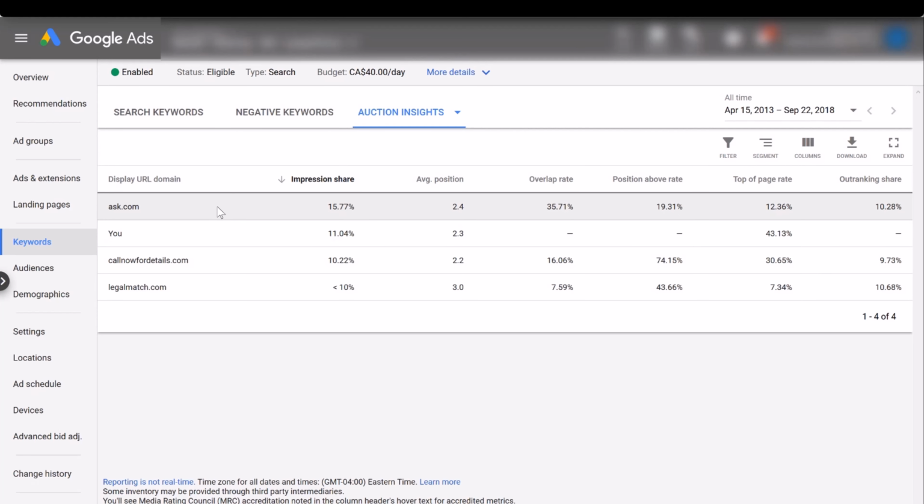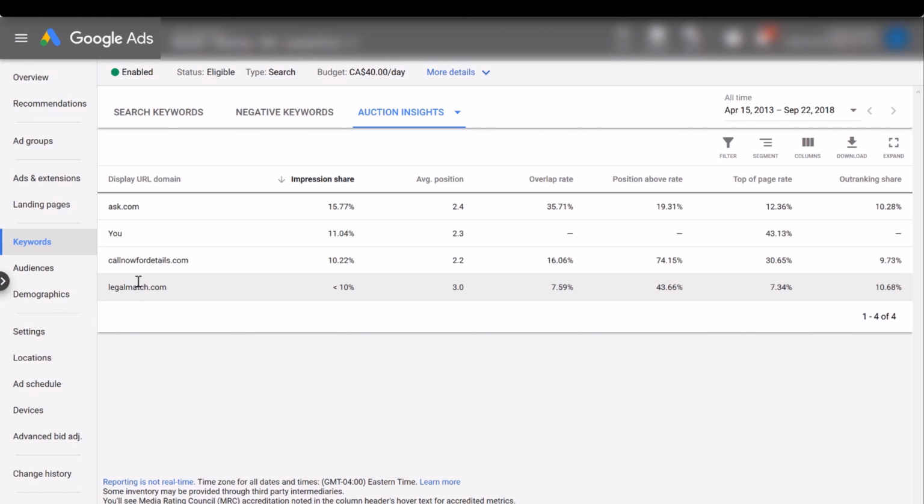Based on those 6,000 keywords, these are the websites that overlap on some relative basis. You can see that ask.com, which is another search engine, but they're very tied together with Google. Here's callnowfordetails.com. This is probably another affiliate that ran this style of campaign before, and legalmatch.com is probably another aggregator of a lot of lawyer keywords.